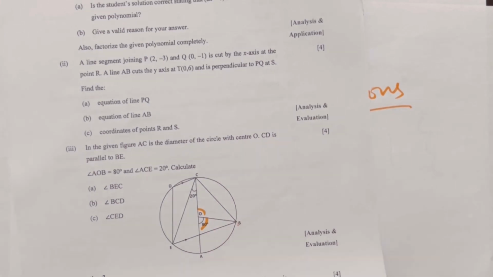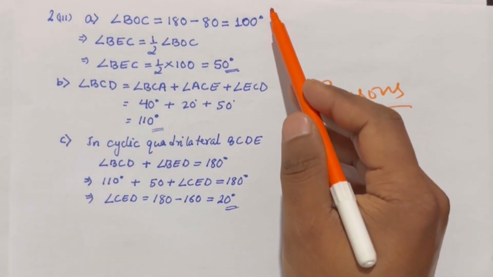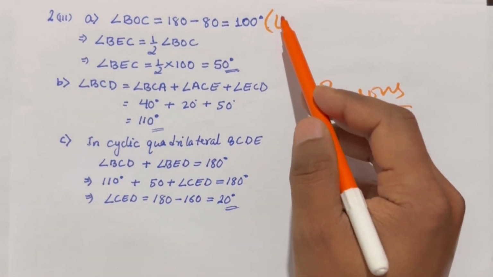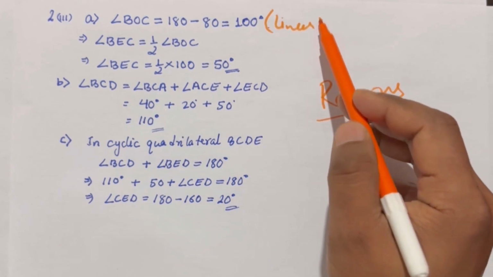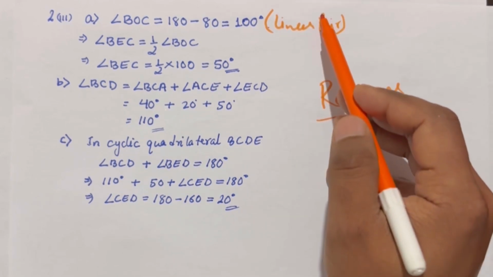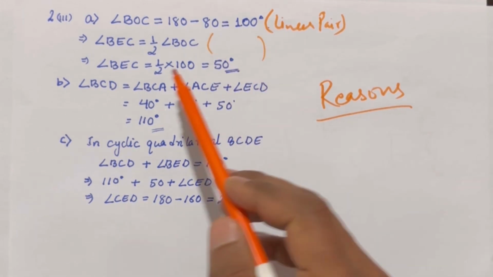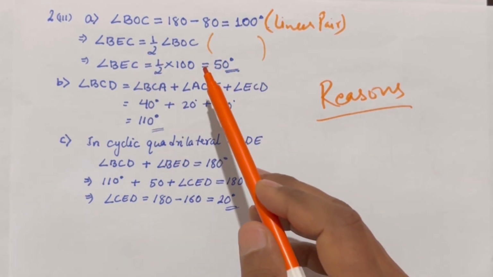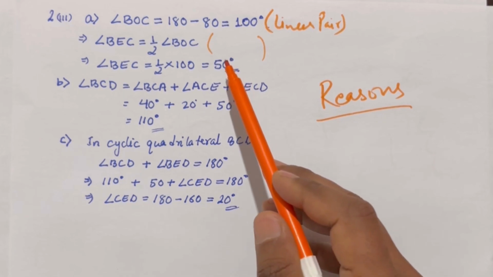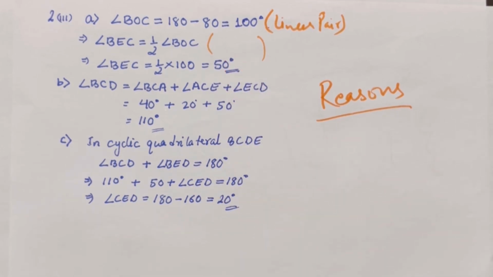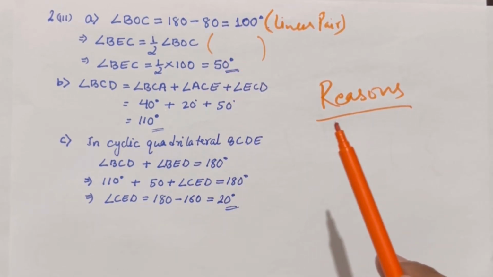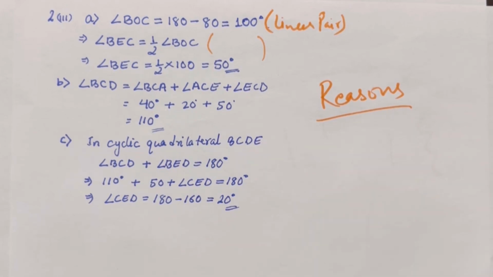This is a linear pair. So you must mention the reason, that is linear pair, to get the full marks. In a geometrical question, you must mention the reason, what property you are using to solve the question. Similarly, here we have used the property that the angle at the center is twice the angle in the remaining part of the circle. So in geometrical questions, you must mention the reason to get the full marks.